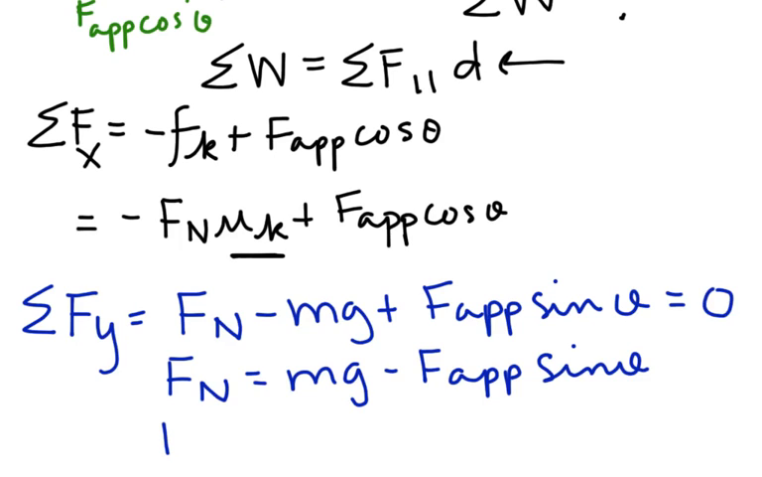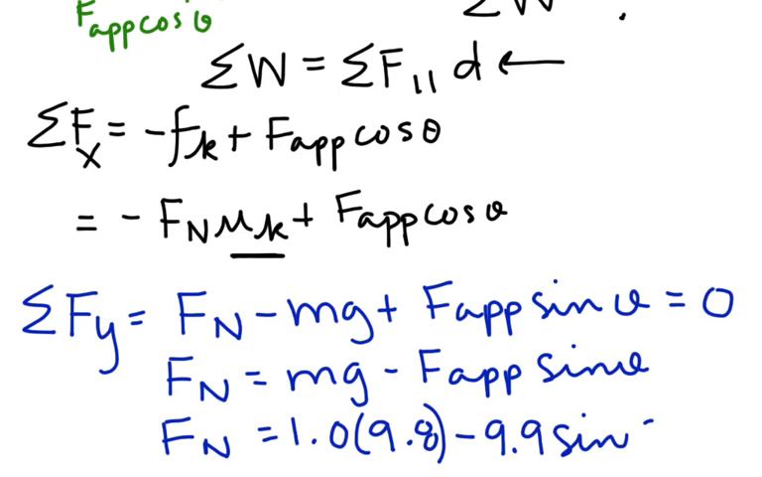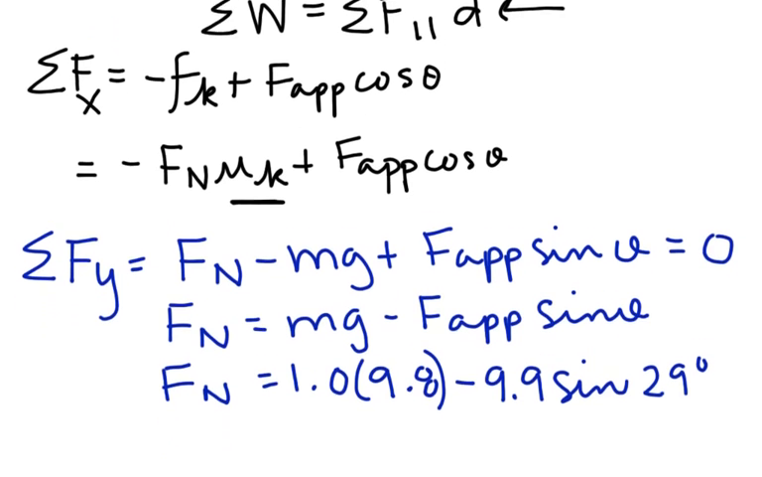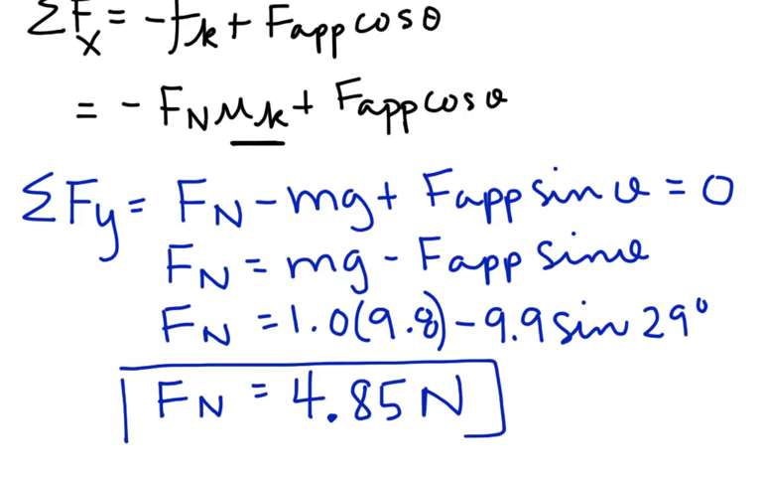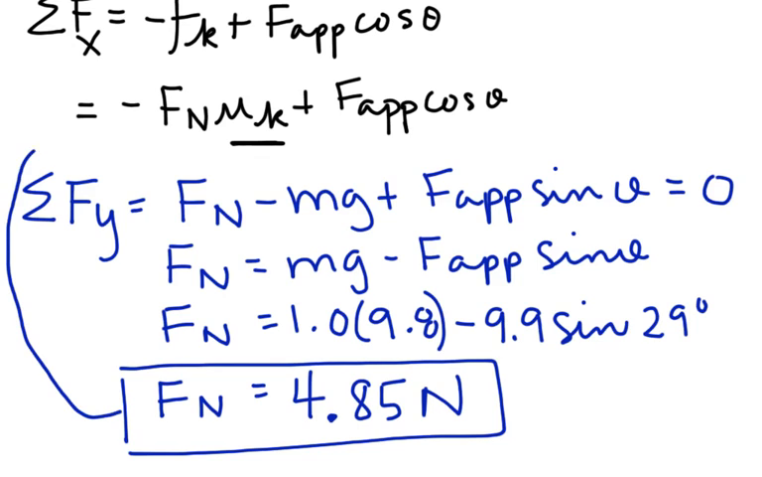By plugging in the numbers, let's get a value for the normal force. We're going to get 1 kilogram for the mass, 9.8 meters per second squared for the acceleration due to gravity, and the applied force was 9.9 newtons, sine of 29 degrees. Doing the math, that normal force value should come out to be 4.85 newtons. This normal force value I can now use in my equation for the sum of my forces in the x direction.